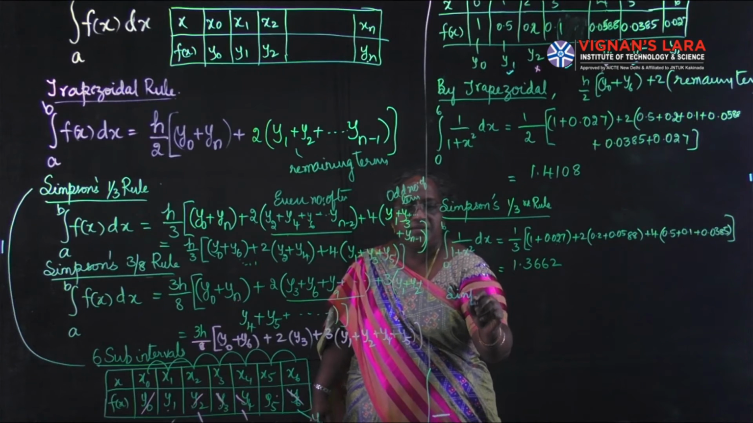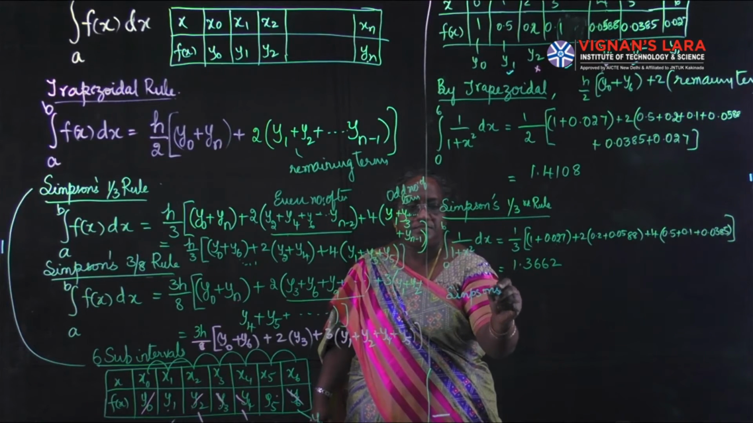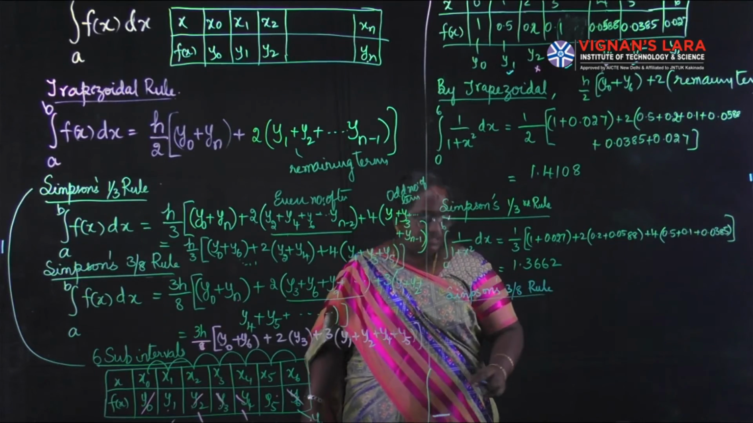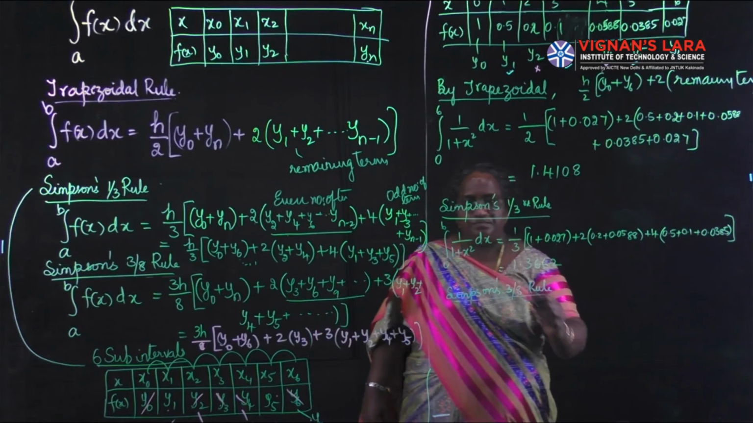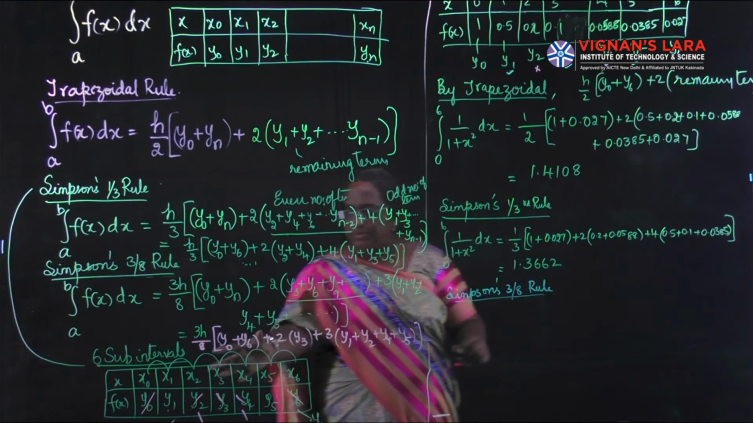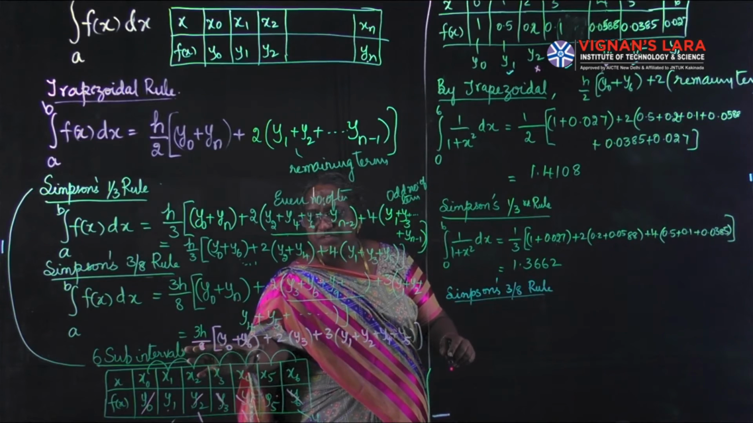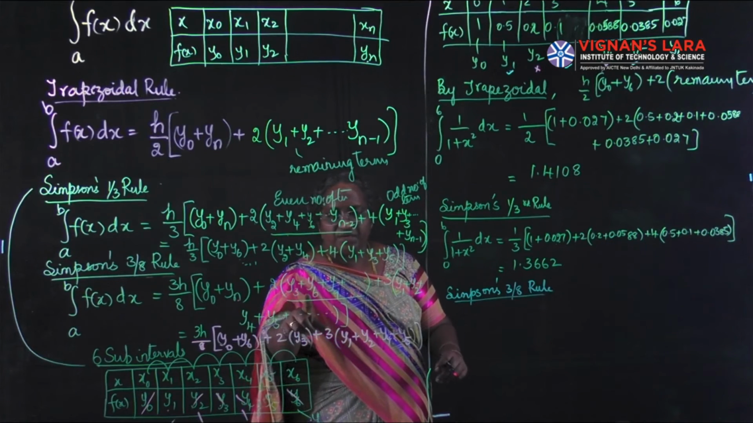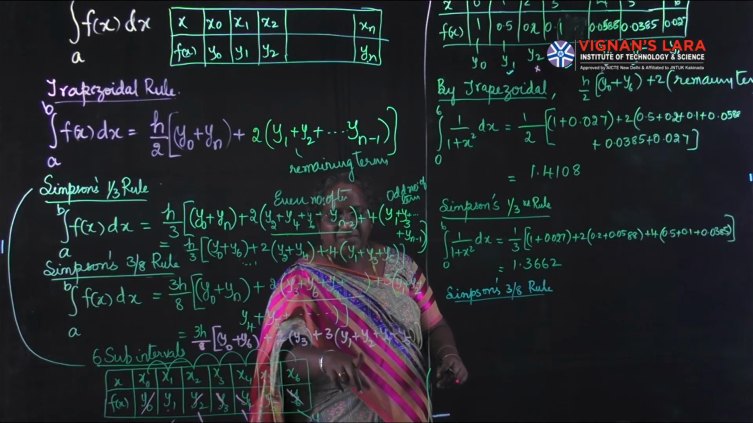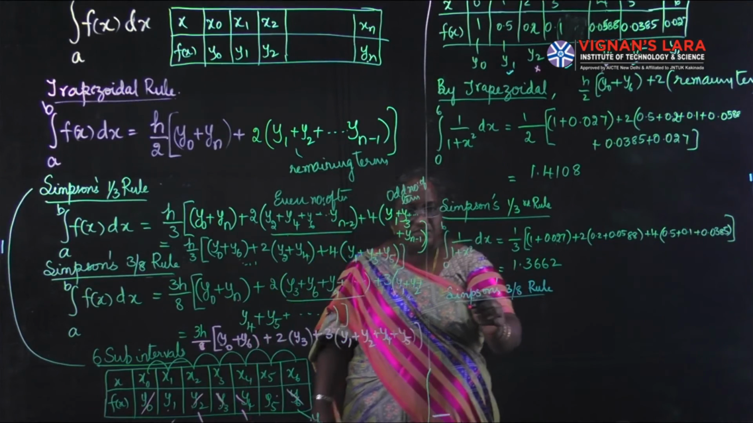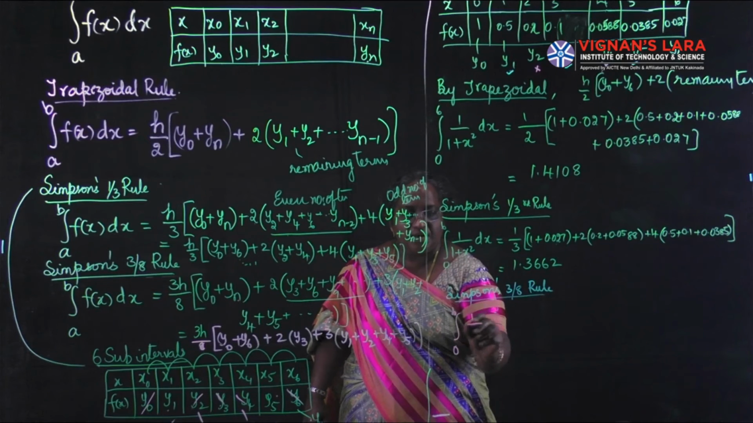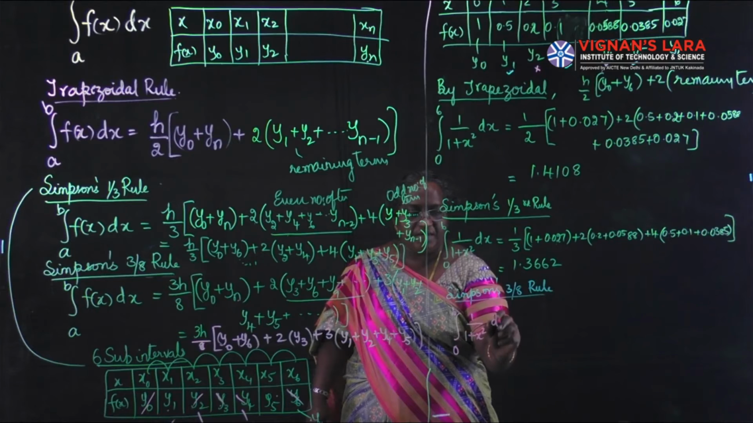Next, Simpson's 3/8 rule. So what is Simpson's 3/8 rule? Already I have written the formula for you here. Because the number of subintervals is 6, it is y0 plus y6, 2 times y3, because y6 we are already using here, no repetition of the term again, plus 3 times the remaining terms.